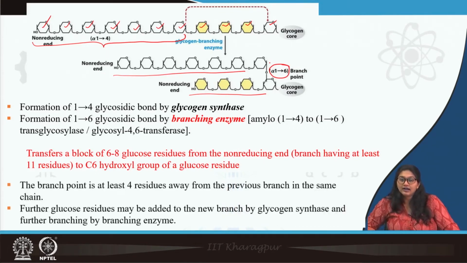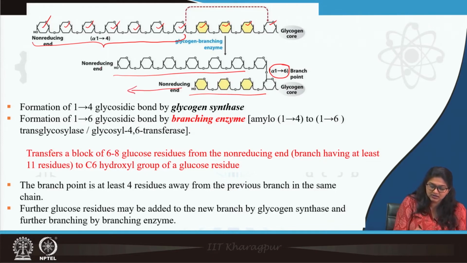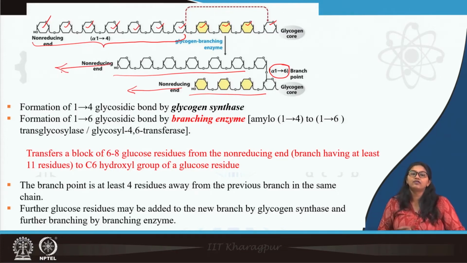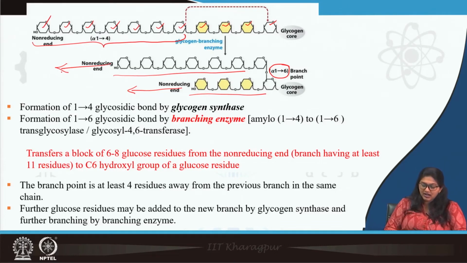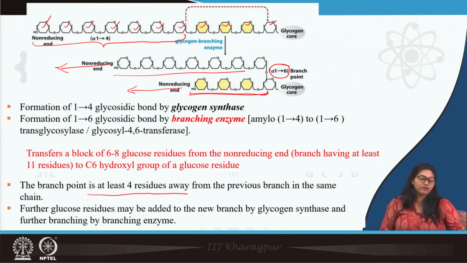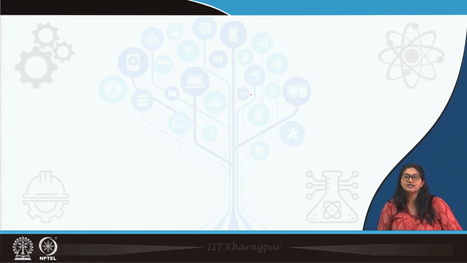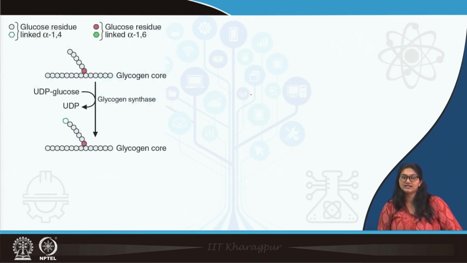Once again, these chains can be extended with the help of glycogen synthase, and again branching can be done with the help of a branching enzyme. So, basically this is a constant formation of alpha 1,4 and alpha 1,6 bond, forming an extensive branching inside glycogen molecule. Now, one important thing is, as we have discussed, at least 4 residues away. There should be also 4 residues before formation of alpha 1,6 bond. So, this is how glycogen is synthesized inside our body.